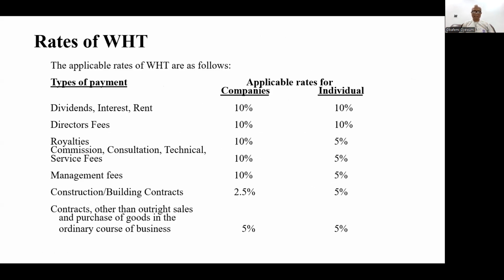So let's look at the rates. These are the rates, the tables that we have here, the applicable rates of withholding tax. You can look at the types of payment. These are the contract types or income that will definitely suffer withholding tax. We have dividends, interest, rent, directors' fees, royalties, commission, like we mentioned, management fees, and construction. All of these have different applicable rates for companies and for individuals as well. So it's important that we take note of these rates so that when you have questions relating to this, you know the rates to apply.